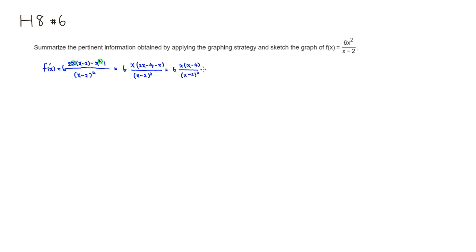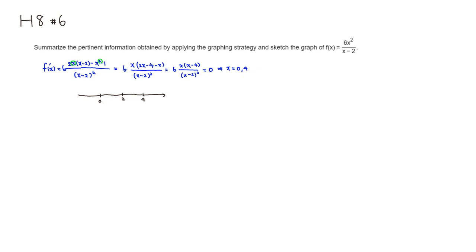I'm going to set this equal to 0 to find critical numbers. You can see that we can just set the numerator equal to 0, so it's going to be 0 and 4. Let's do a number line. Draw a number line, then tick marks. We're going to put 0, and the function is not defined at 2, so I'm going to put 2 there, and then also 4.